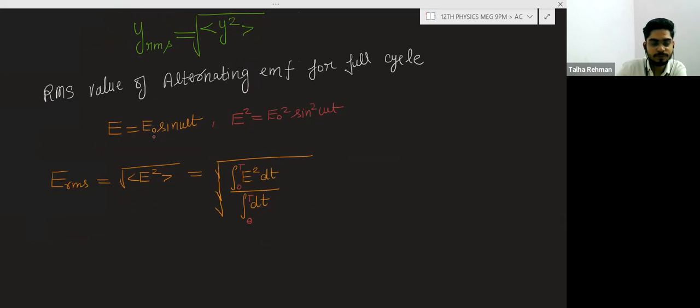Put the value. For under root I can write power 1 by 2. So this is integration of E naught square sine square omega t dt, and here is your integration from 0 to T of dt. I have told you integration of dt from 0 to T will become T minus 0.